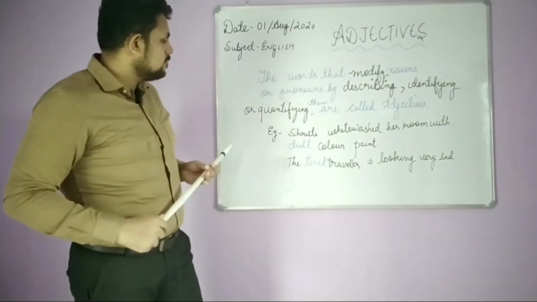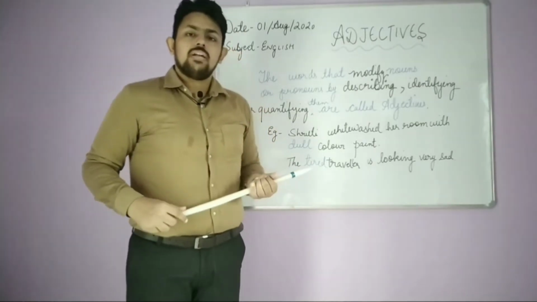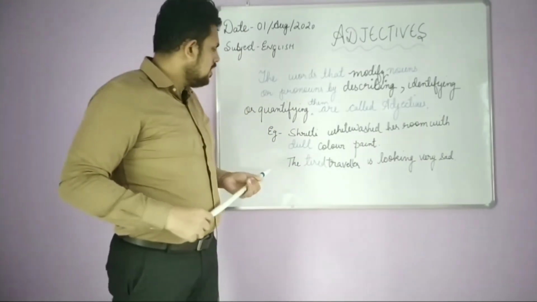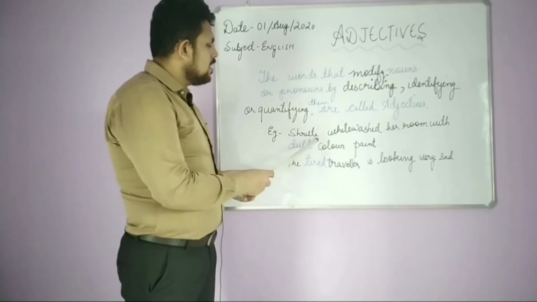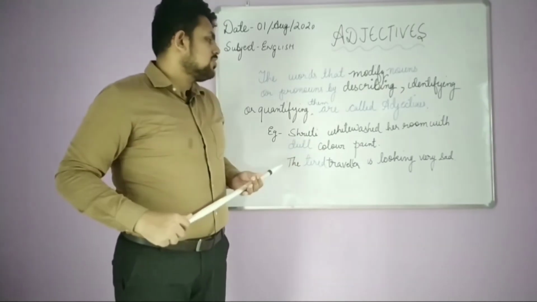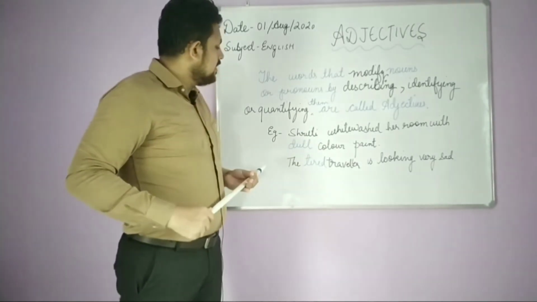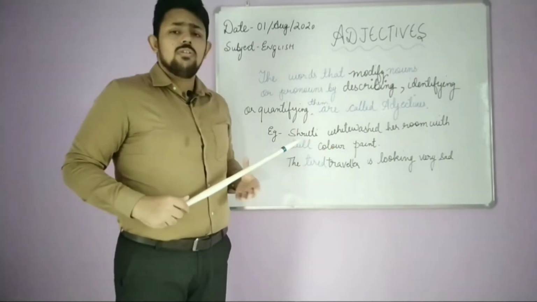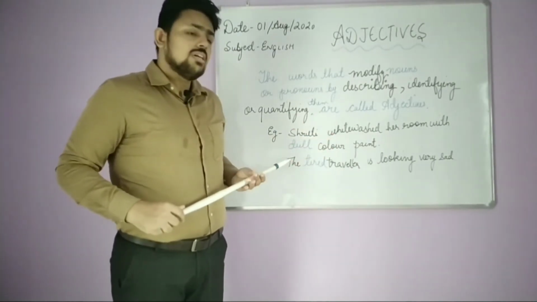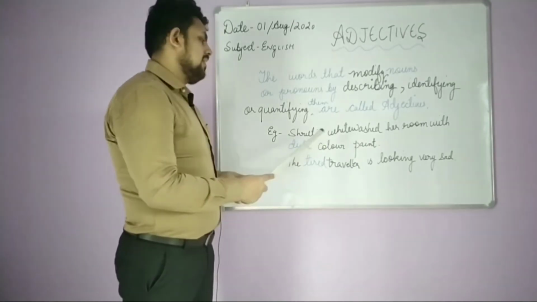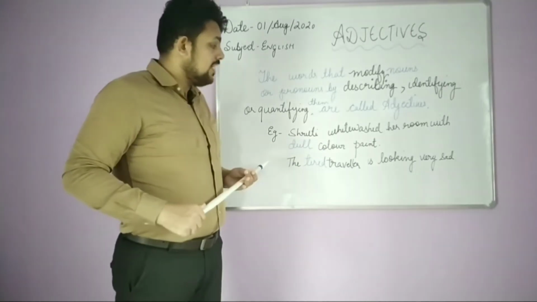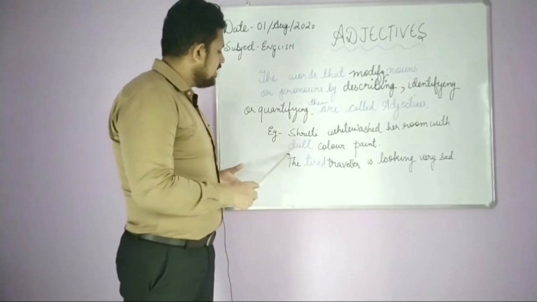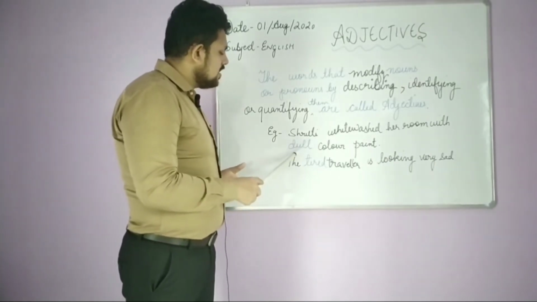So here we have two examples. You will better understand with the help of the example. So see the example. Shruti whitewashed her room with dull color paint. So what kind of paint did Shruti use? A dull color paint. So what is the quality of the paint? That the color was dull.